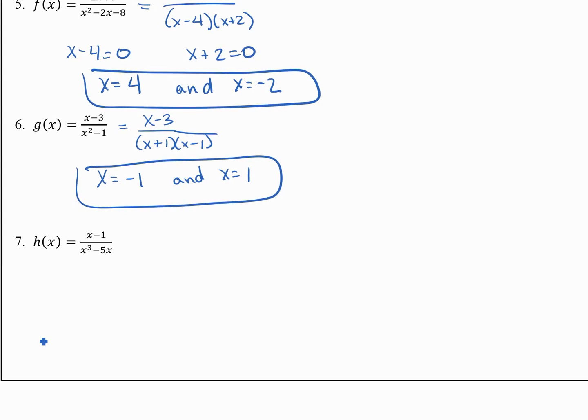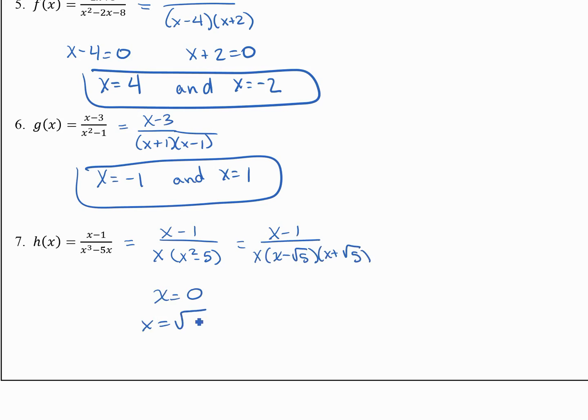Okay, and for 7 here, we have h of x equals x minus 1 over x cubed minus 5x. Well, the first thing we need to do, we can pull out an x, so that would be x times x squared minus 5. And then that would factor as x minus the square root of 5 and x plus the square root of 5. So we get 3 vertical asymptotes here: x equals 0, x equals the square root of 5, and x equals negative square root of 5.